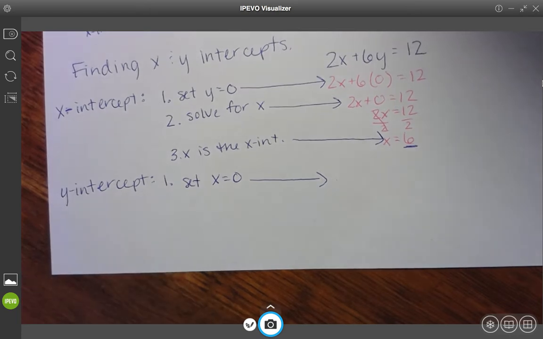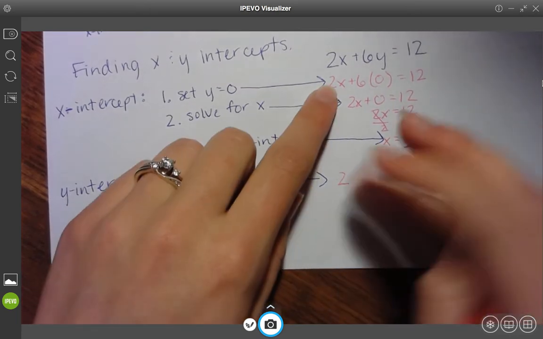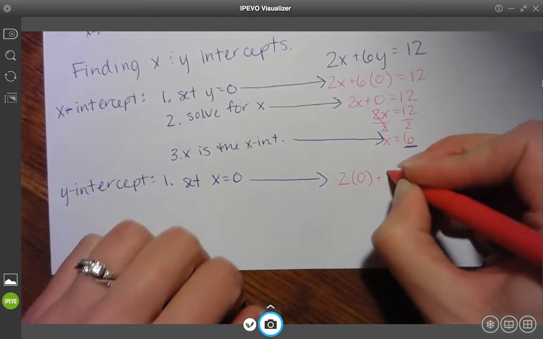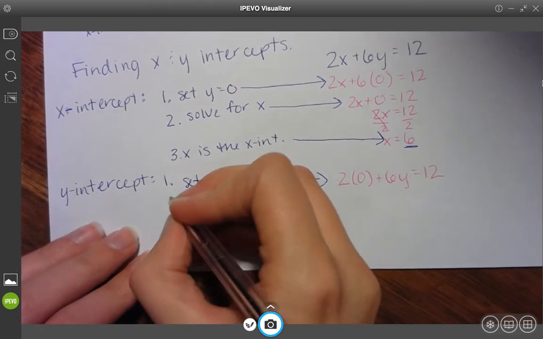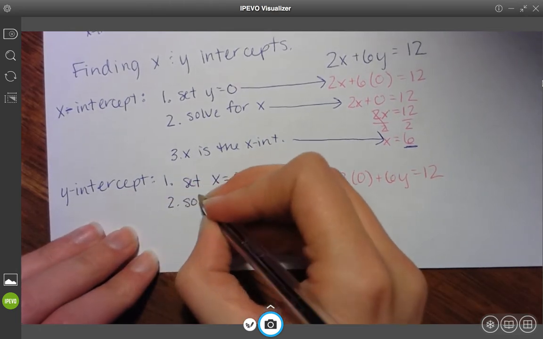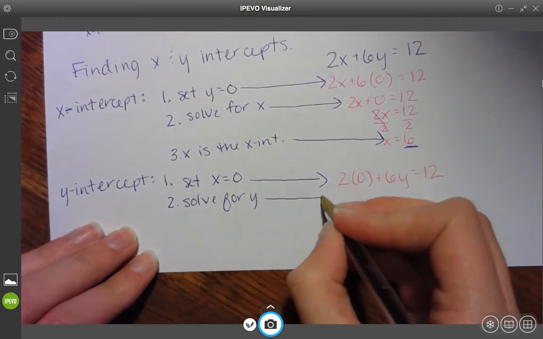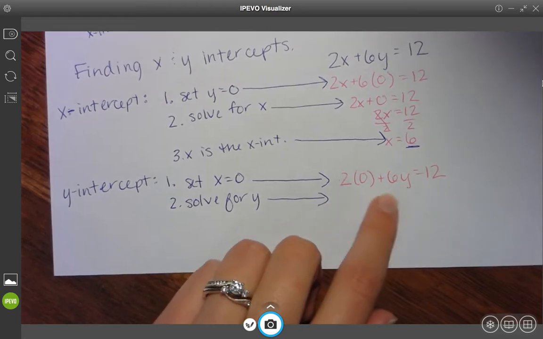get another color pen out here, I will have 2 times x, because I'm saying x is 0, so 2 times 0 plus 6y equals 12. Next step, we're going to solve for y, okay, because now y is the only variable left in this equation.